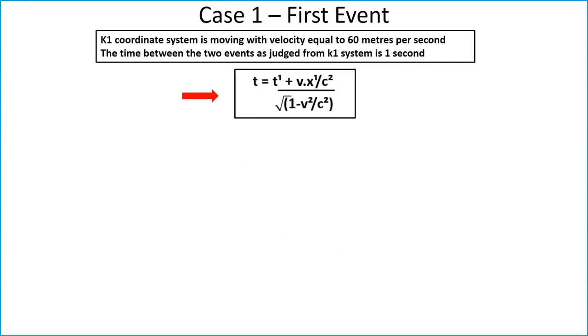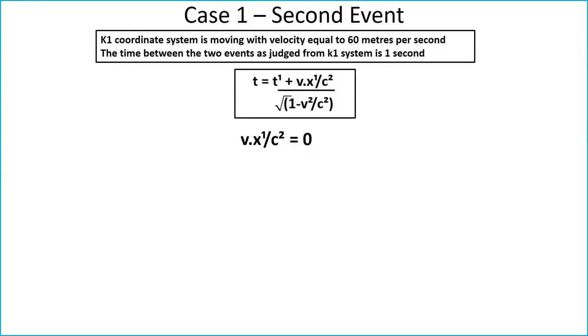So we use this equation to calculate the time of the first event as judged from the stationary reference body. By definition, x1 is equal to 0. Therefore, the expression v times x1 divided by c squared also equals 0. And t1 is by definition equal to 0. Therefore, time t for the first event equals 0. Turning to the second event, this expression is again equal to 0 for the same reason.